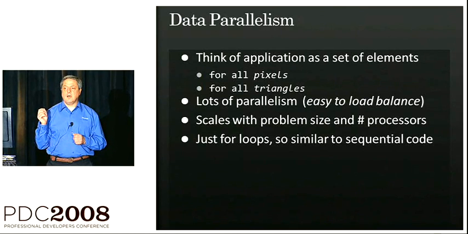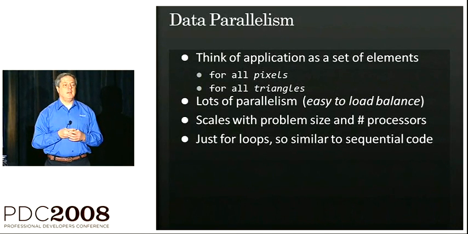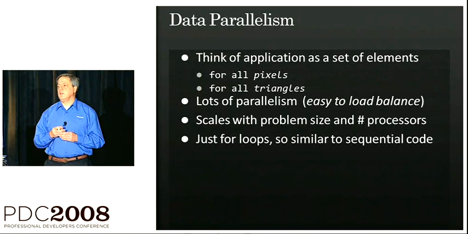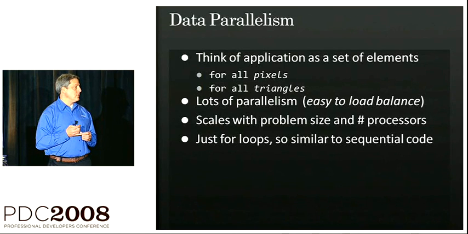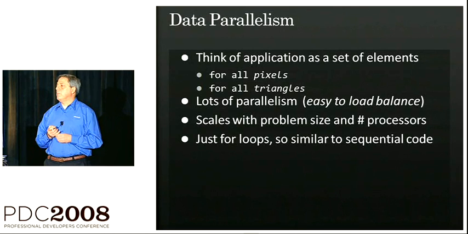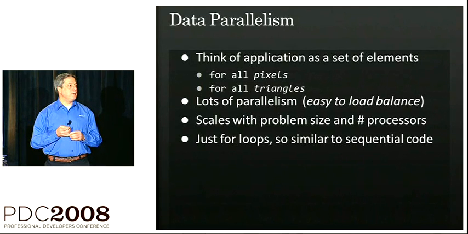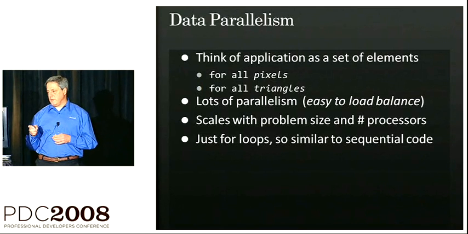It's also very nice because it's typically just loops, right? For all elements in the model, for all cells or whatever. So it tends to be fairly close to what the sequential code is, right? Most sequential code is a series of loops. And so now if I want to parallelize that, maybe I can get away with just parallelizing each of the loops, and I'll be done with it. So that's a nice thing, too.